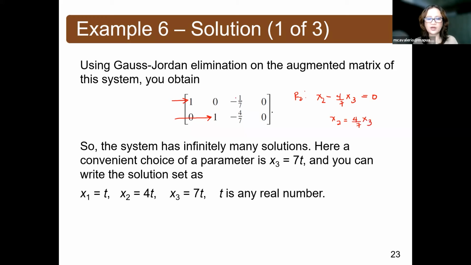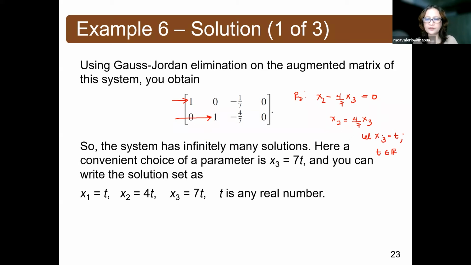Now, since there are more unknowns than the number of equations, this system of equations has infinitely many solutions, and therefore we are going to have a parametric representation of the solution. So let's say we consider x sub 3 to be the free variable, then we're going to let x sub 3 be equal to the parameter t, such that t is any real number. Then we can say that x sub 2 is equivalent to 4 over 7t, right?